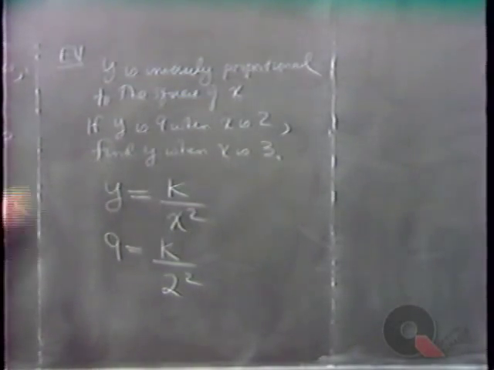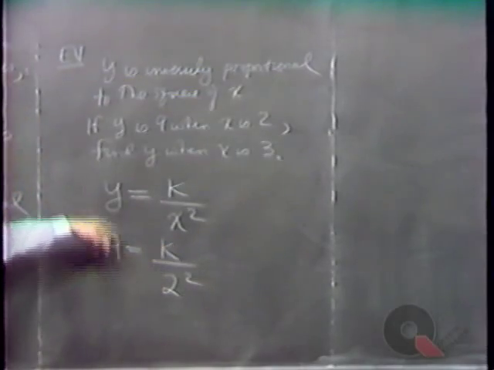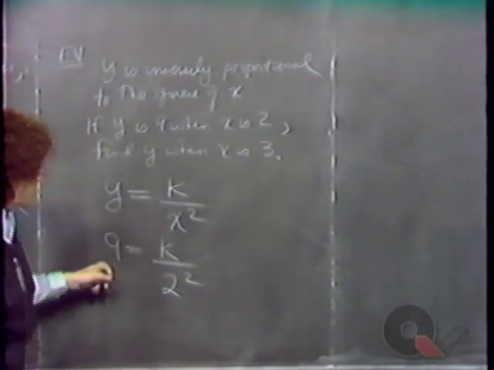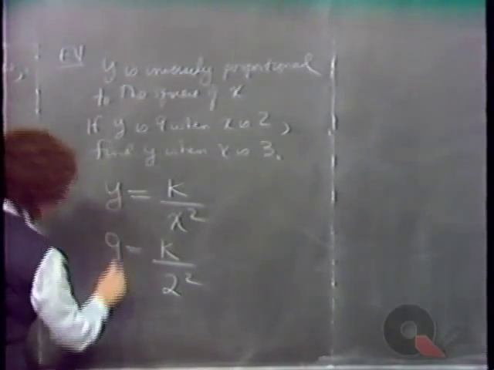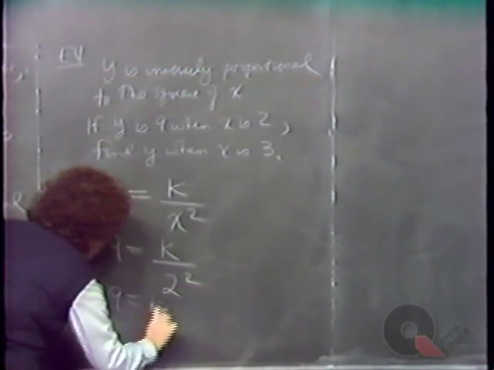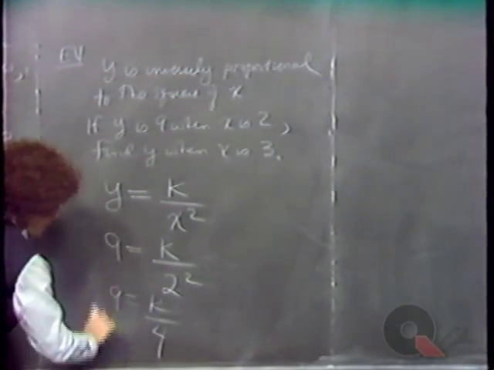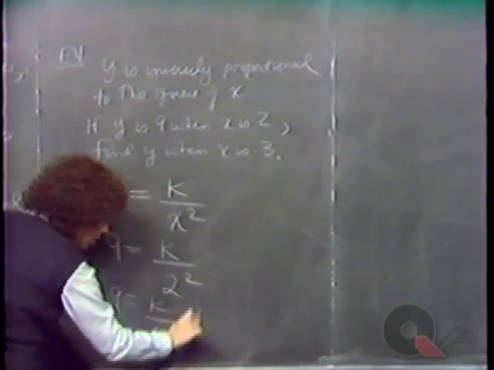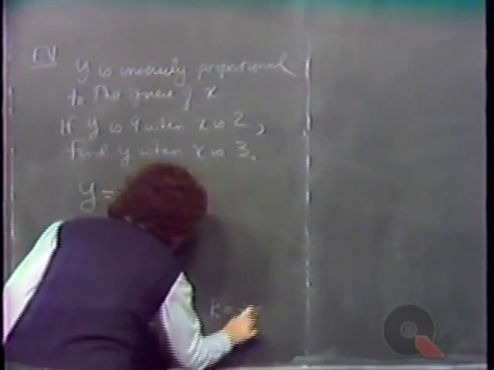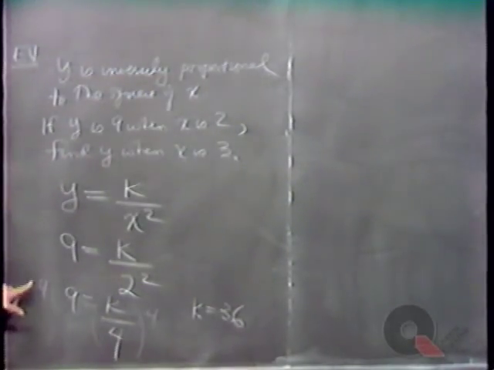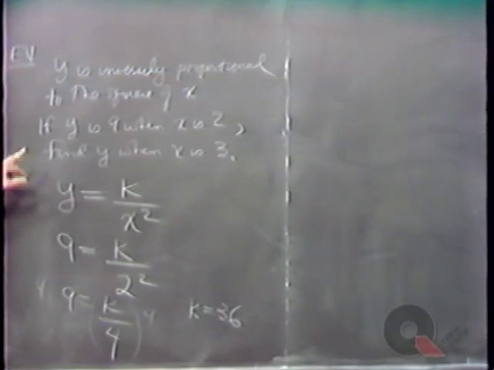Okay. Y is inversely proportional to the square of x. Y equals k over x squared. We're told that y is 9 when x is 2. So we let y be 9 and x be 2, or 9 is equal to k over 4. We now multiply both sides of this equation by 4 to solve, and we get that k is equal to 36. Okay, 4 times 9 is 36. Here the 4's cancel, so k is equal to 36.